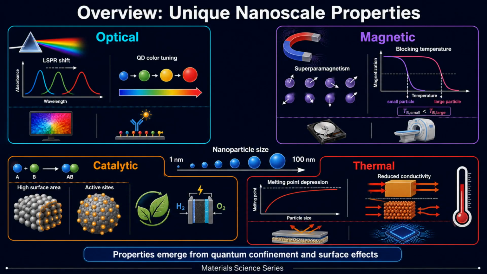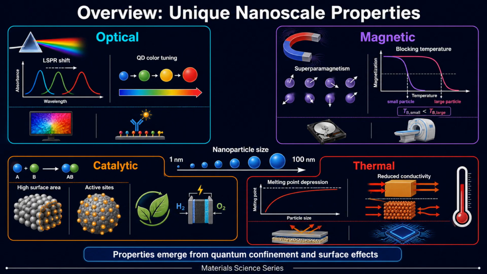Size-dependent properties arise from two fundamental effects we discussed earlier: quantum confinement and surface effects. Optical properties change dramatically at the nanoscale. Metal nanoparticles exhibit localized surface plasmon resonance, where light causes collective electron oscillation at specific frequencies. Semiconductor quantum dots have size-tunable bandgaps from quantum confinement. Magnetic properties transform when particles become single domains. Below a critical size, thermal energy can flip the magnetization direction, leading to superparamagnetism with zero remnants.